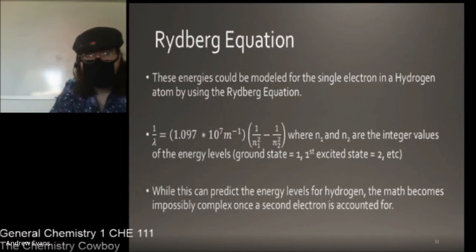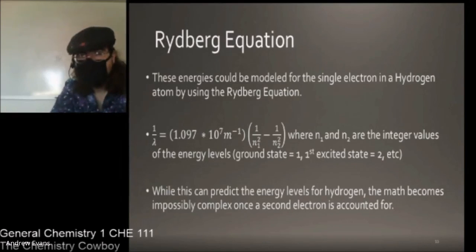And if we jumped from 2 to 3, you could do 1 over 2 squared minus 1 over 3 squared. And basically, those 3 to 4 wavelengths that we saw for hydrogen are brought about by jumping between these several energy levels.